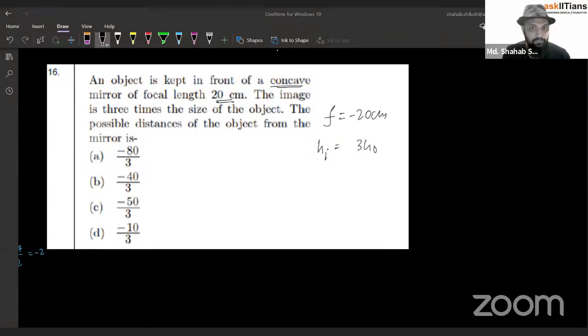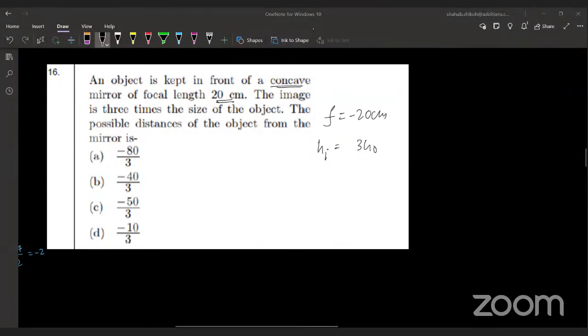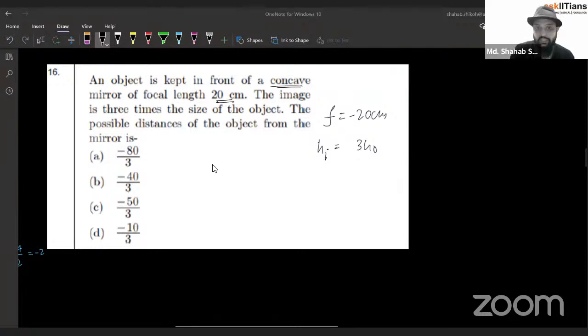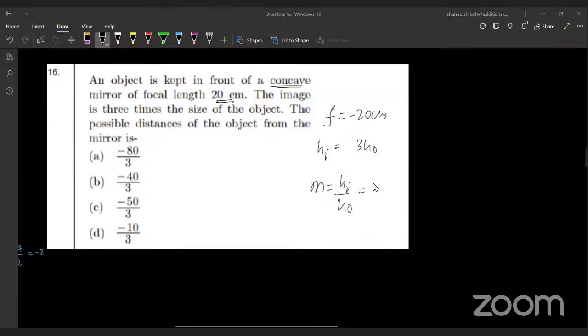Agree or not? Yes, sir. It's a concave mirror, so you have to consider both cases. Did you remember I asked you guys? Okay, listen carefully. Height of image by height of object is equal to V by U or minus V by U in case of mirror? Minus V by U.